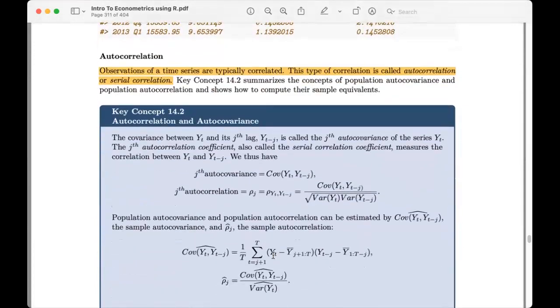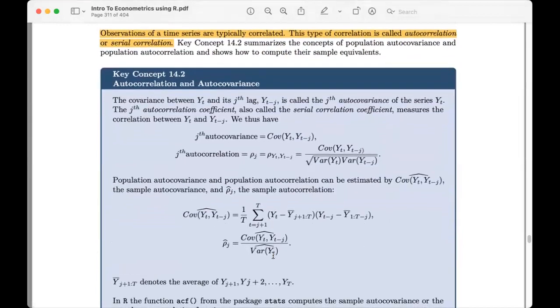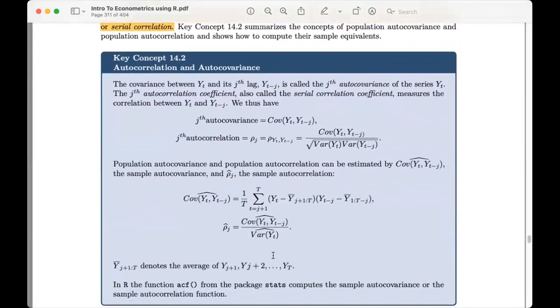Now, this summarizes it. Autocorrelation and autocovariance. The covariance between yt and its jth lag, yt minus j, is called the jth autocovariance of the series yt. The jth autocorrelation coefficient, also called the serial correlation coefficient, measures the correlation between yt and yt minus j. Thus, the jth autocovariance is the covariance between yt and yt minus j.